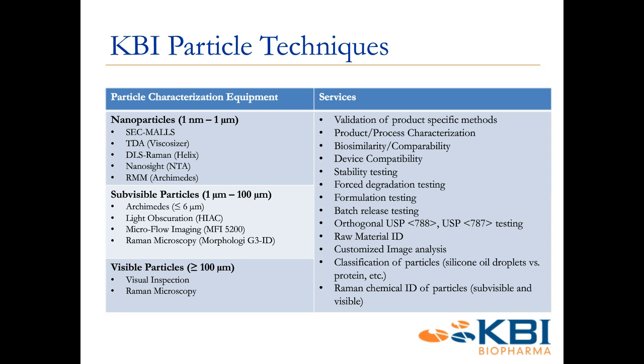And again, looking at the chemical identity of particles, that's where we use our tool, the automated Raman microscopy. Our system is the Morphology G3-ID. That can help us characterize the subvisible particles as well as the visible particles, maybe some of the extrinsic one-off single particles that are true contaminants in products.